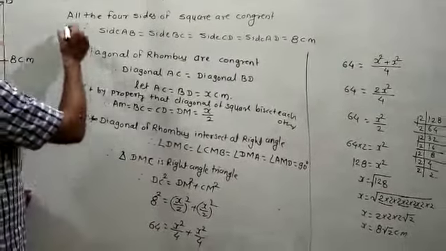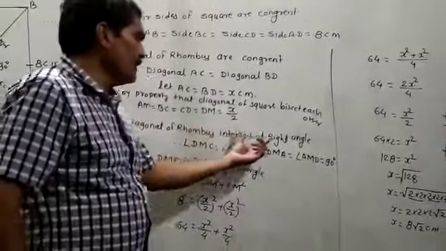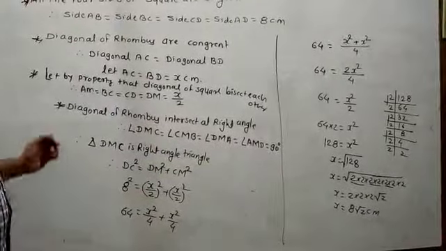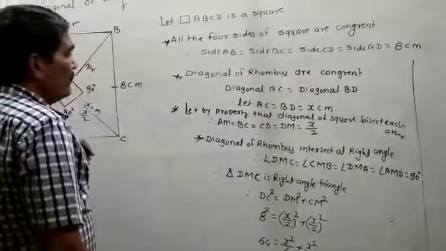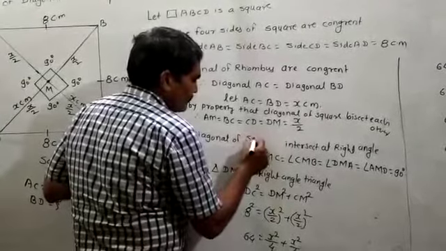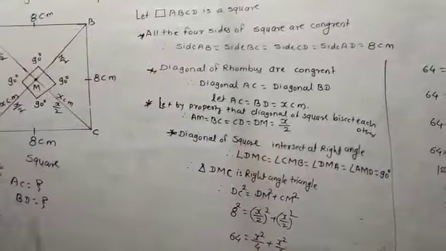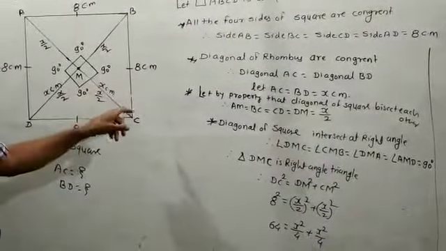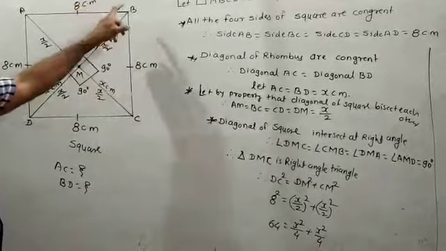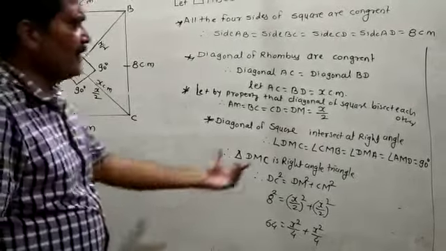So the next property is that the diagonals of the rhombus intersect at a right angle. Sorry, not the rhombus, the diagonals of the square intersect at a right angle. So I will say that angle DMC is equal to angle CMB is equal to angle BMA is equal to angle AMD is equal to 90 degrees.